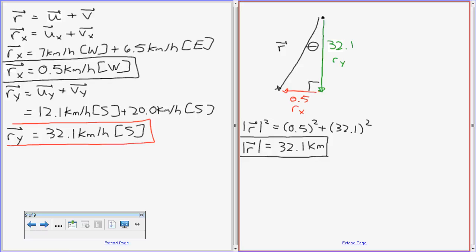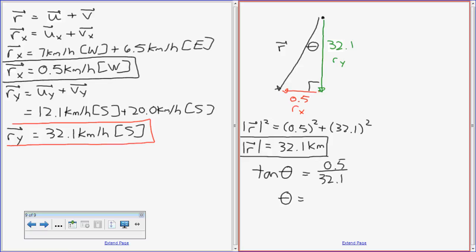To get theta, how do we get theta? I'm gonna ignore that R. It should clearly be very small. If you have 0.5 next to 31, it's gonna be almost 0. I'm gonna definitely use tan, I'm gonna say tan theta equals 0.5 over 32.1. Dale, did you get an angle for that, please? 0.9 degrees. Oh my goodness.